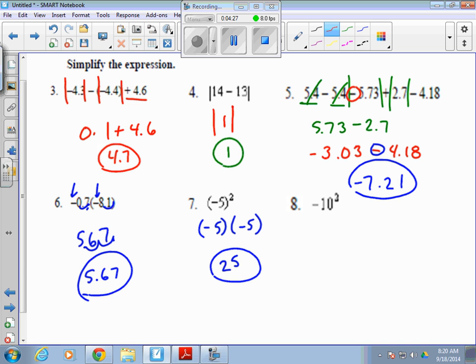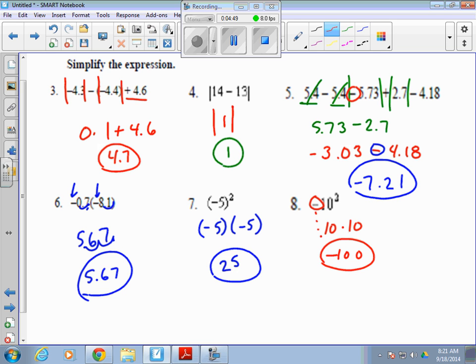Number 8, on the other hand, is only raising 10 to the second power, not negative 10. That's the difference between the parentheses and not. So what this looks like is 10 times 10, which is 100. But then you can't forget about this negative up front. It comes down to make it negative 100.